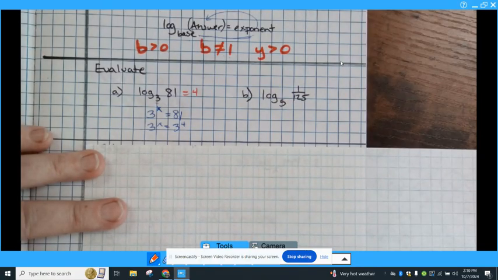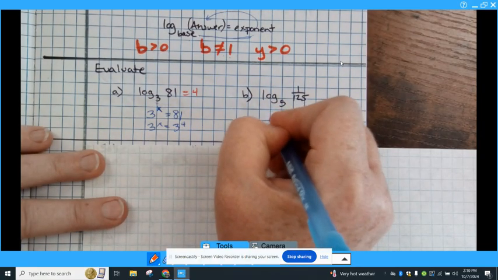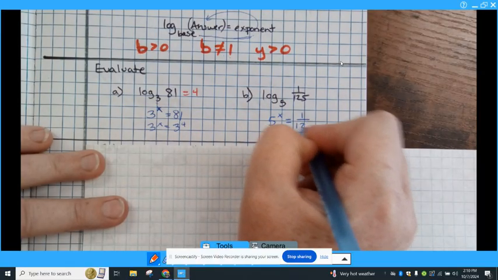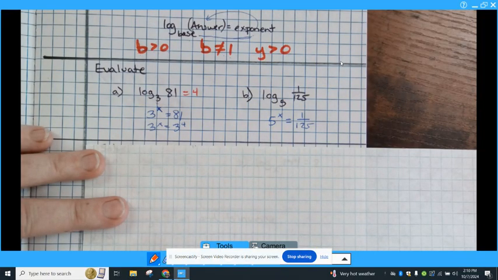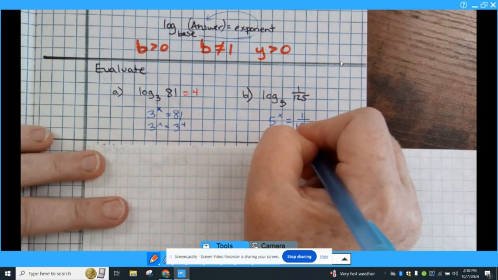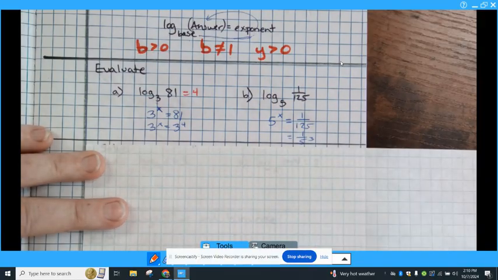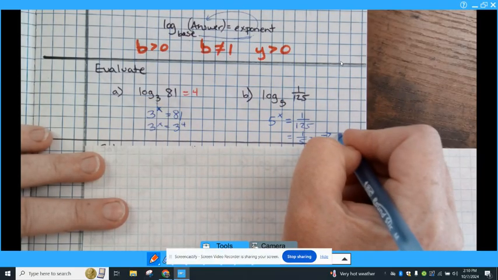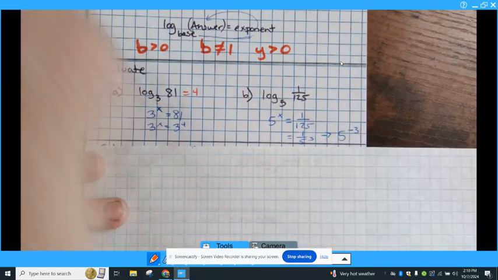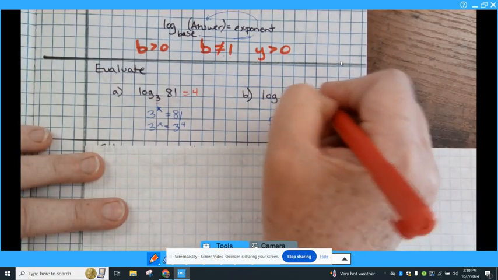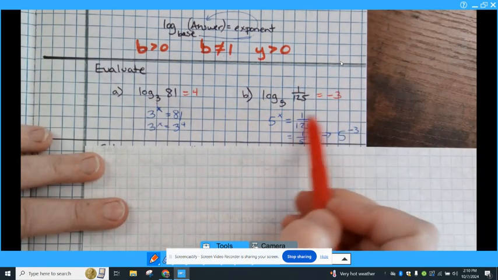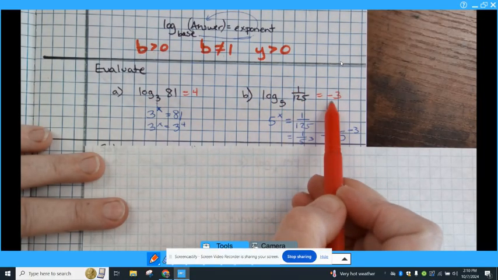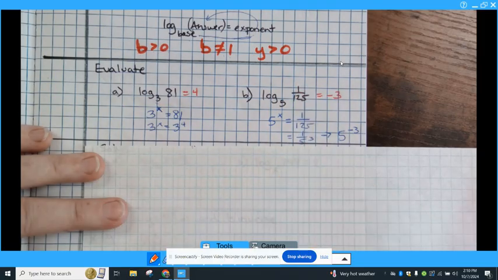Okay, on B, we're going to rewrite it. So 5 to the, we don't know what the exponent is, but we know the answer is 1 over 125. 125 is the same as 5 to the 3rd. But since it's a fraction and this is not a fraction, to bring it out of the fraction, that would be the same as 5 to the negative 3. So our exponent would be negative 3. 5 to the negative 3rd is 1 over 125.